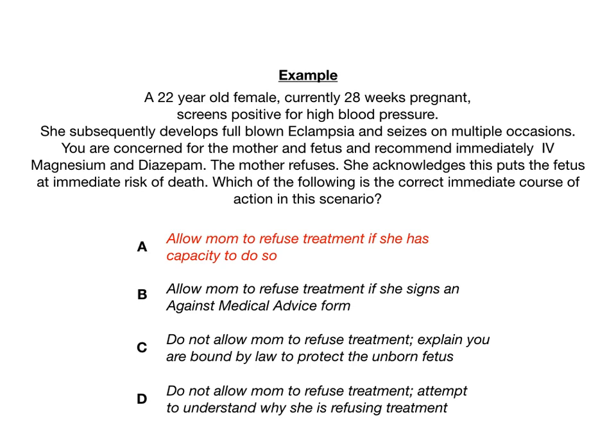Patients will never sign an against medical advice form when it comes to decision making, so choice B is wrong. Choice C is not correct. You are not bound by law to protect the fetus. You are bound by law to protect mom. And choice D, while technically the second part of the question sounds pretty good, you do want to attempt to understand why she's refusing treatment, you still have to allow her to actually refuse the treatment. So that's why D is incorrect.